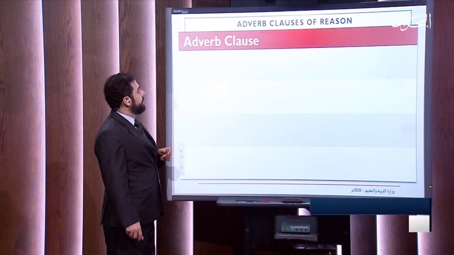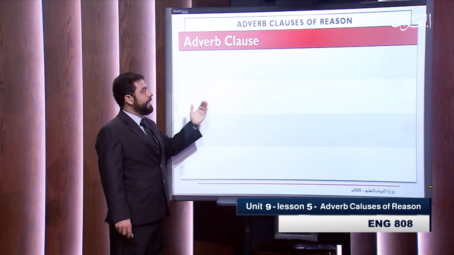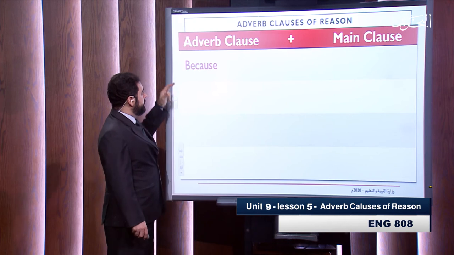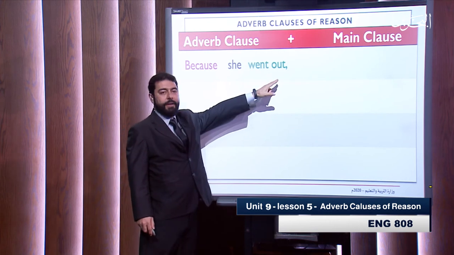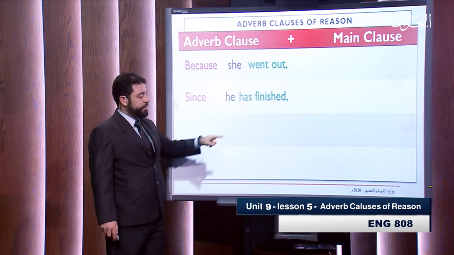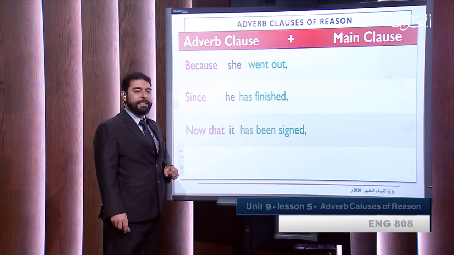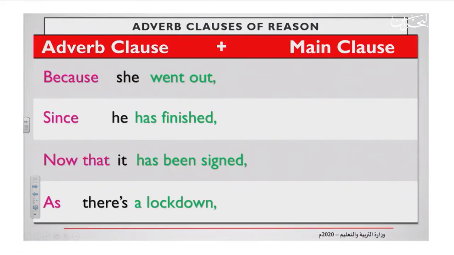Adverb clauses of reason. Now, I'm going to switch. I'm going to start with the adverb clause this time and then end it with the main clause. So, I start with because. She went out. Notice that I have a comma now. Since he has finished, another comma. Now that it has been signed, comma, as there's a lockdown, comma. Let's check the main clause of these sentences. Because she went out, she is sick.